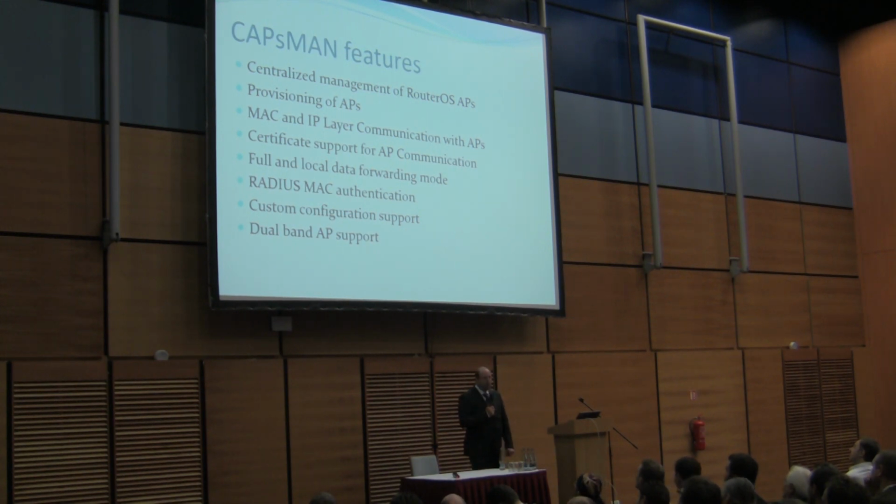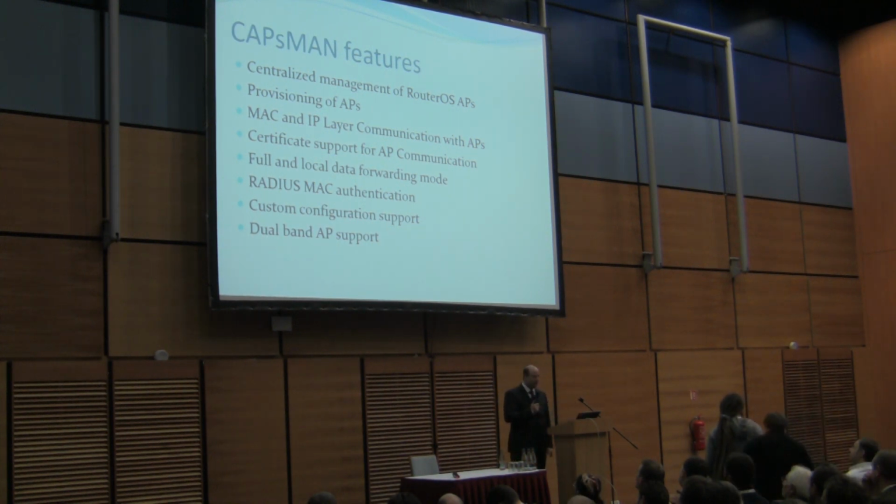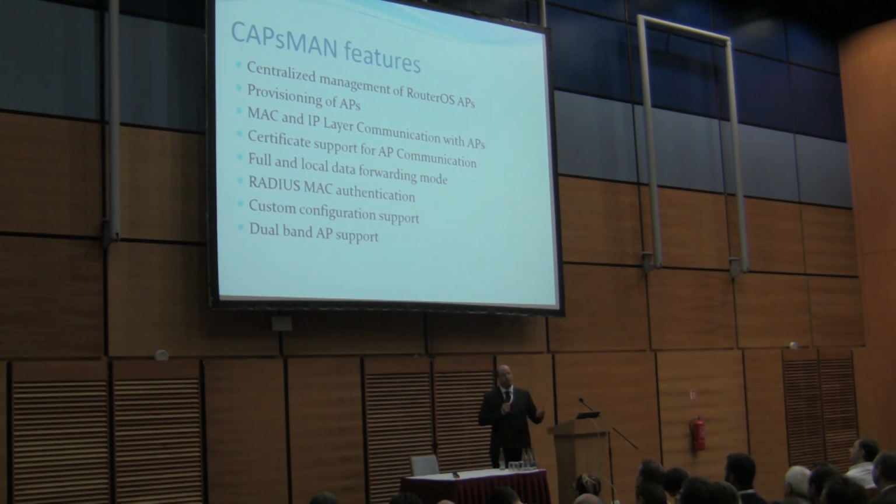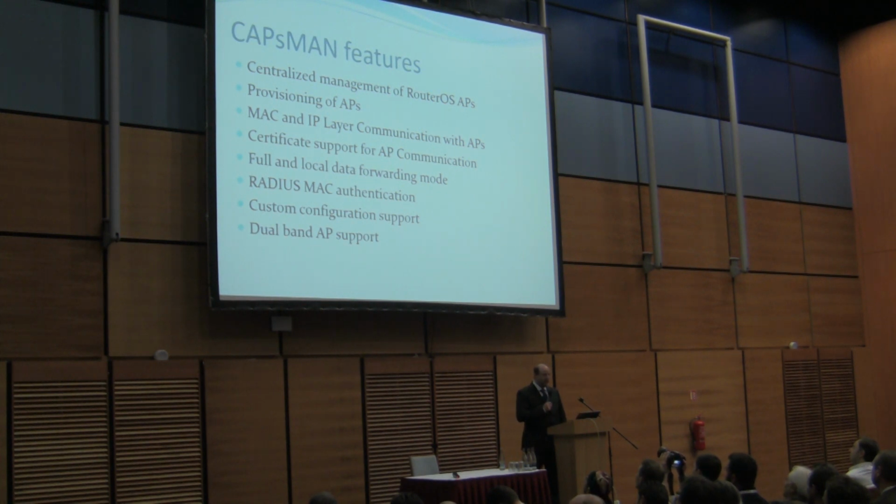Full and local forwarding, so you could have all traffic going to the CAPsMAN and then routed on the internet, so you bring them together in one network. Or in the sub-office, you drop it off on the local network to have your internet connectivity locally and not through the head office. Radius MAC authentication, as on all access points, we have the same feature built into CAPsMAN. And you could do some extra custom configuration if you want to.